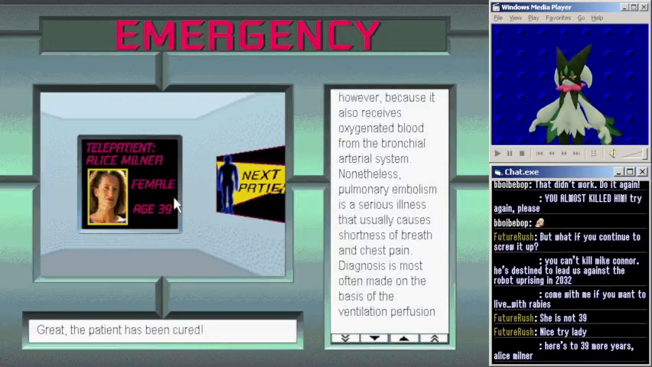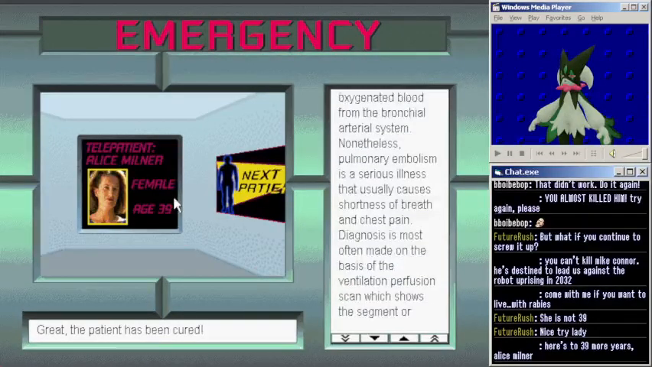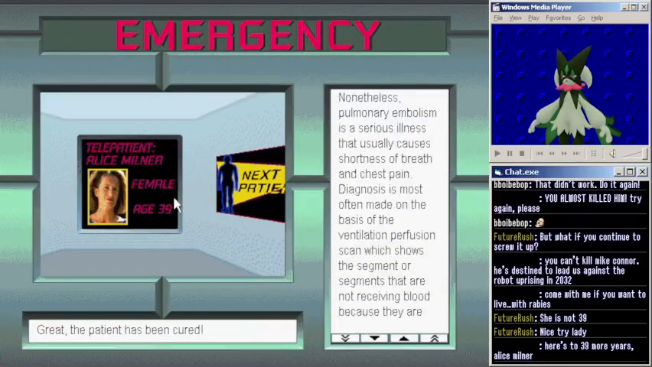Nonetheless, pulmonary embolism is a serious illness that usually causes shortness of breath and chest pain.